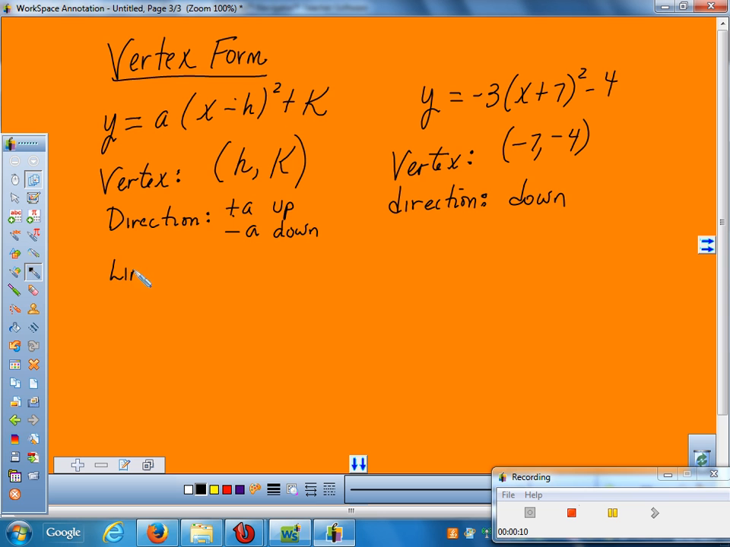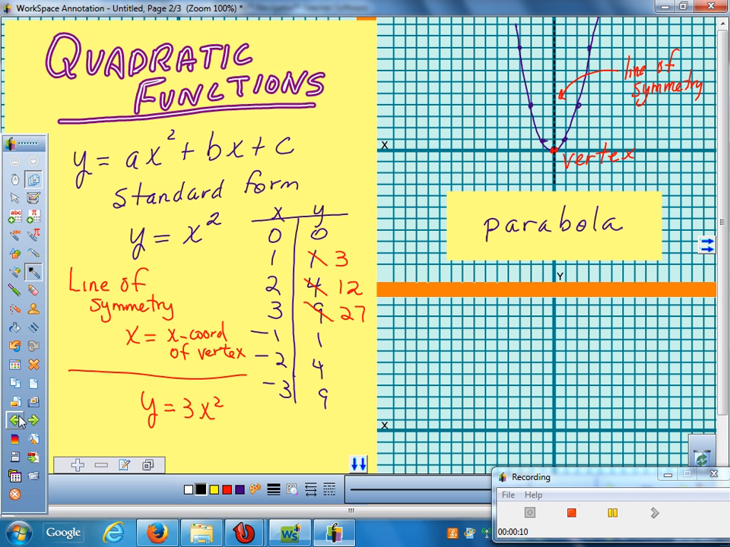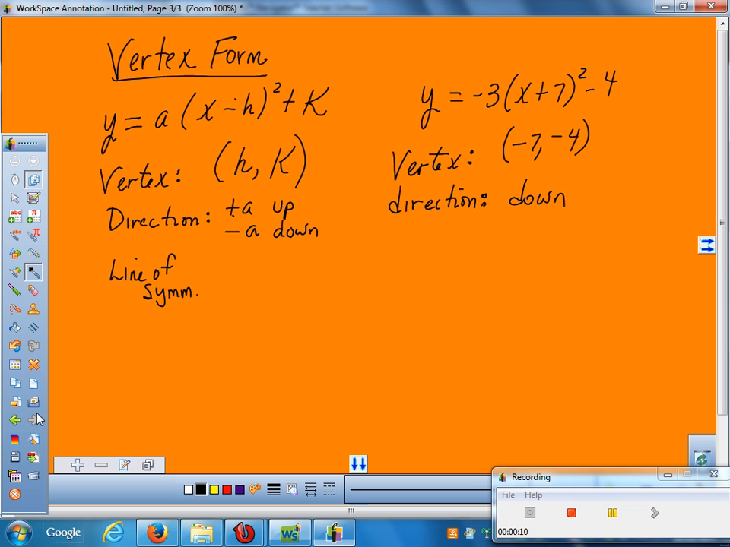Then they're going to ask you for the line of symmetry. What did I just tell you about the line of symmetry back there on that other page? It's that vertical line. Vertical lines are always x equals, and it has to equal whatever the x coordinate of the vertex is. In formula form, the x coordinate of the vertex is h in the general form, so we'll say x equals h.